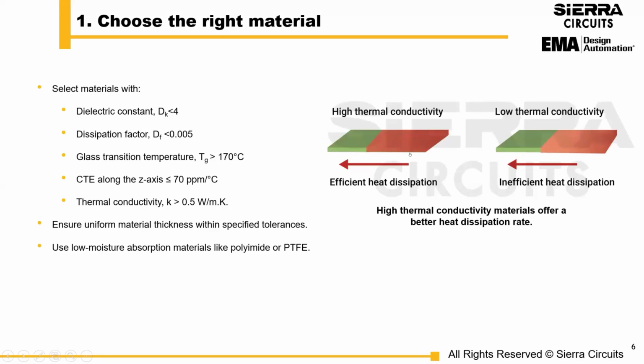And this will minimize the insertion losses. You can ensure your selected material's glass transition temperature is greater than 170 degrees Celsius. And the CTE along the Z-axis should be less than 70 ppm per degree Celsius. The thermal conductivity should be higher than 0.5 watts per meter Kelvin. Another point to keep in mind is to ensure uniform material thickness within specified tolerances and use low moisture absorption materials such as polyimide or PTFE to prevent delamination and long-term reliability issues.